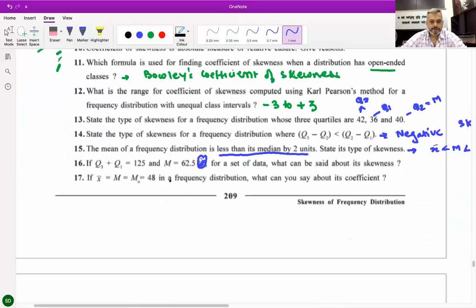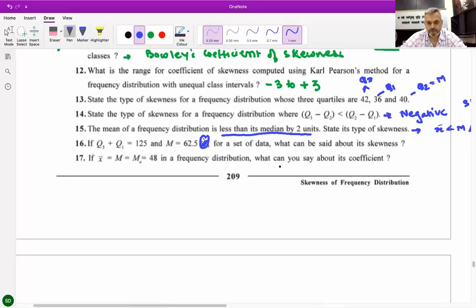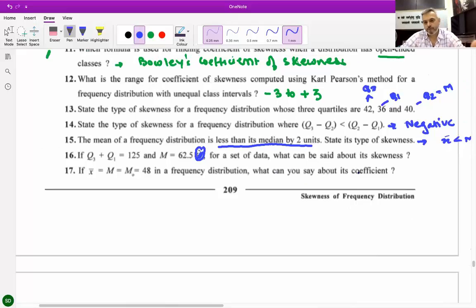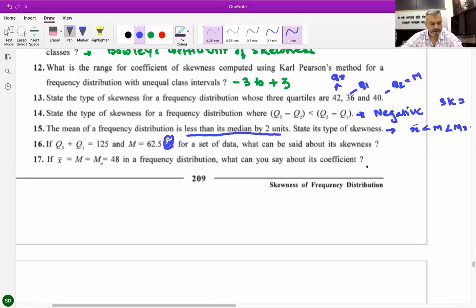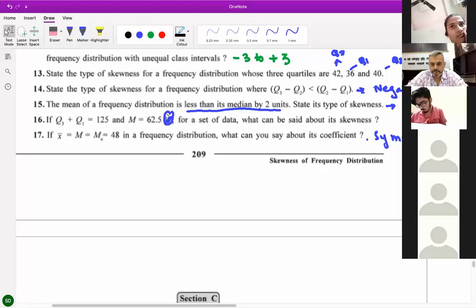Next, 17. Mean equal to median equal to mode is equal to 48 in a frequency distribution. What can be said about its coefficient? When mean, median, mode are same, its coefficient will be 0. So it is a symmetric distribution. You please write this statement. The frequency distribution is symmetric, or frequency distribution is symmetrical. Got it?